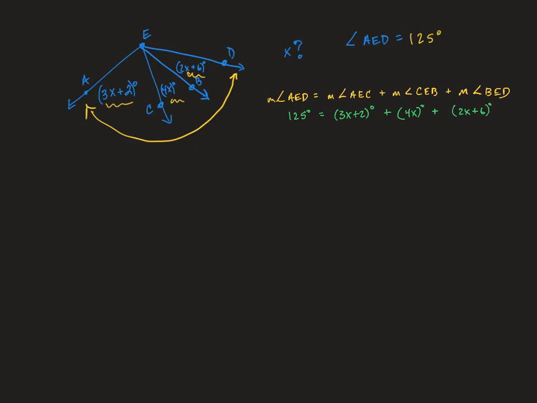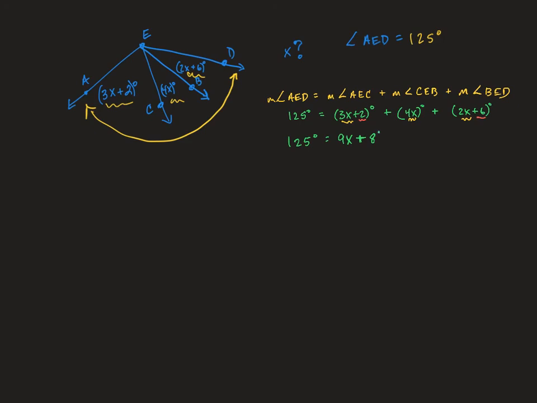Now we can combine like terms, and remember when we're combining like terms, we can combine our variables, and then we can turn around and combine, in this case, our numerals, because those are our like terms. So in doing so, I still have 125 degrees on this side, and then 3x plus 4x plus 2x is going to give me 9x. Plus, I have a 2 and a 6, so I add those together, I get 8. And now I just continue solving my equation.